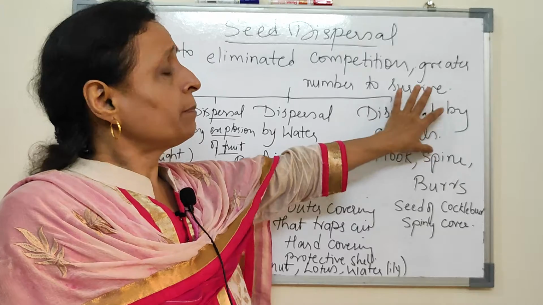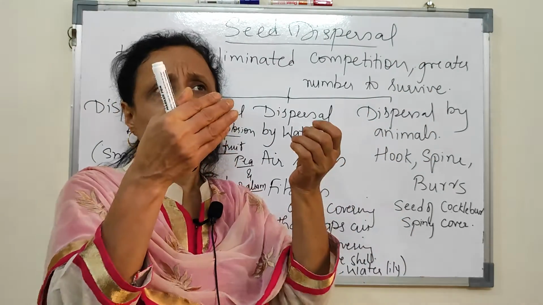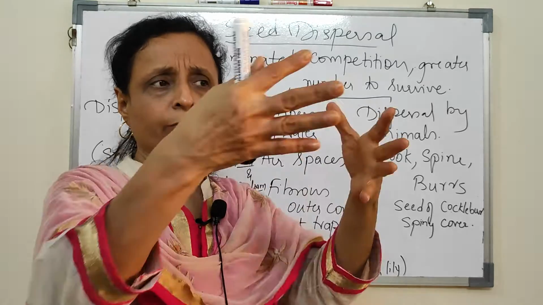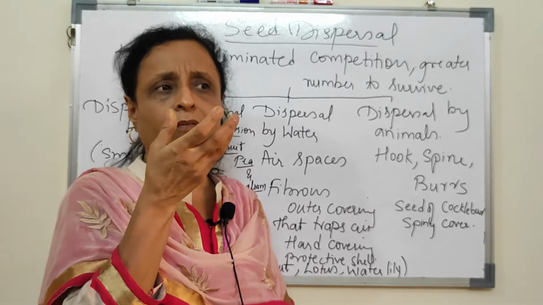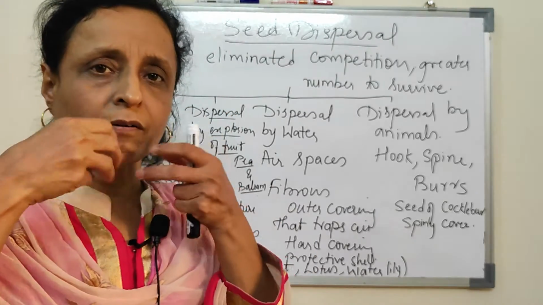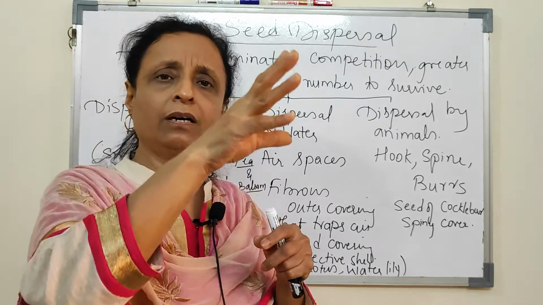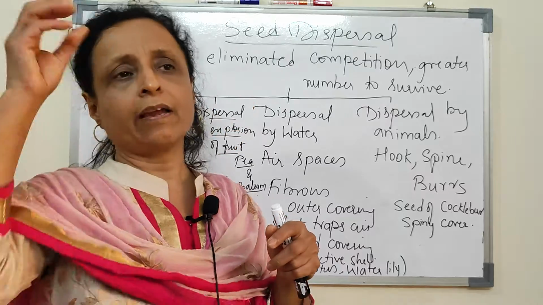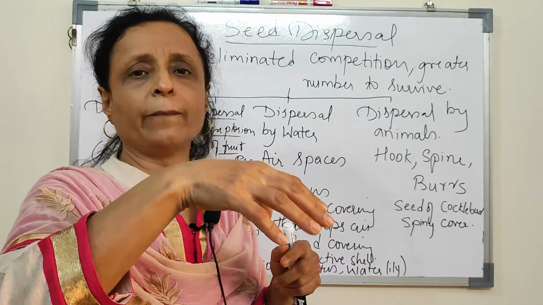Now, dispersal by animal is one type, but we also distribute seeds. Supposing we eat some fruit, for example mango. We eat the outer cover, the juicy, fleshy part, and we throw the seed somewhere. So again, wherever we throw it, it will get a suitable environment.